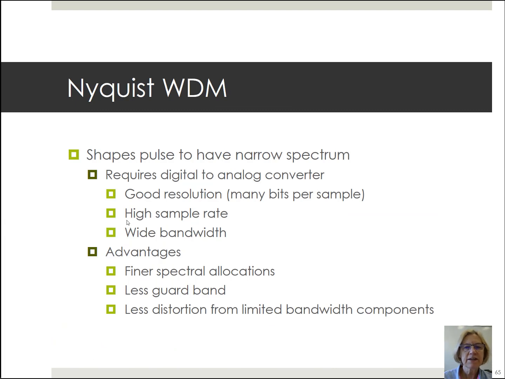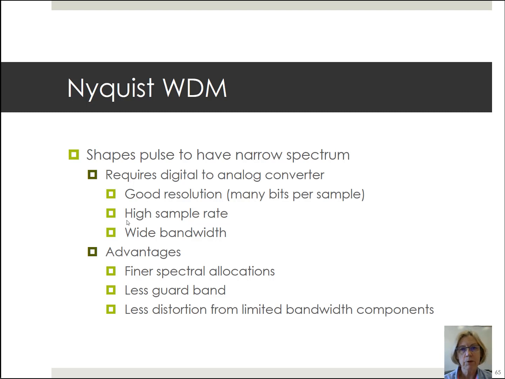So the idea with Nyquist WDM is to shape pulses in the time domain in order to achieve a narrow spectrum in the frequency domain. And as I mentioned, it requires a digital to analog converter, and this has to have fairly good resolution. If I want to go from a roll-off factor of 0.5 down to 0.2, down to 0.02 to try and get as square a spectrum as possible, I'm going to have to use many bits per sample in order to get the coefficients for my filter, which will actually achieve that shape.